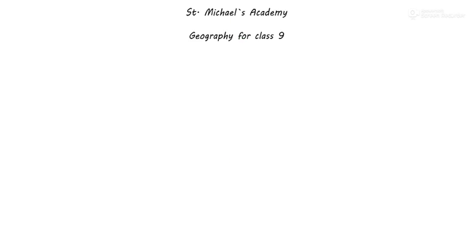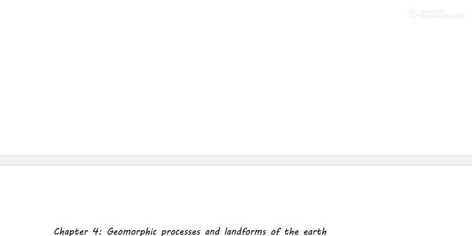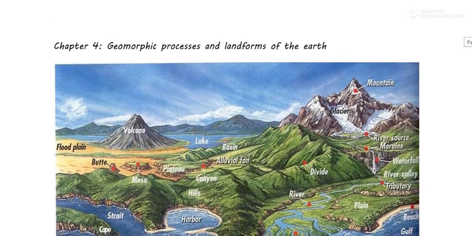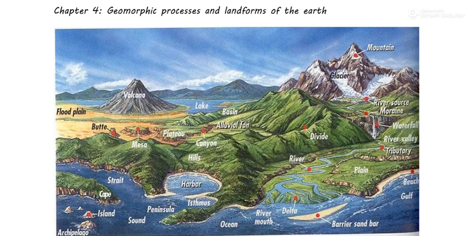We were studying chapter 4, Geomorphic processes and landforms of the earth, and we had already finished studying important topics such as the plate tectonic theory, and we had studied the three types of mountains, which are fold mountains, volcanic mountains and block mountains. In today's class we'll be studying about residual or relic mountains.